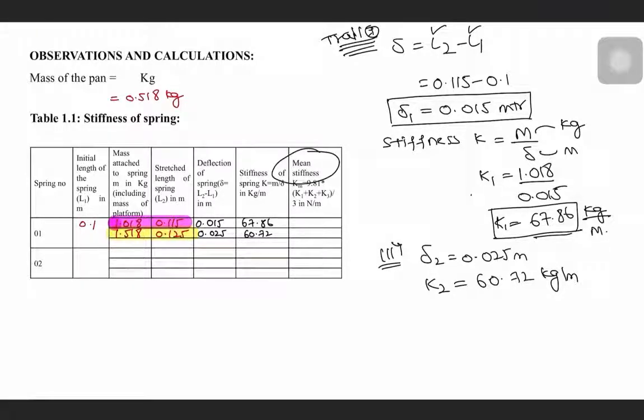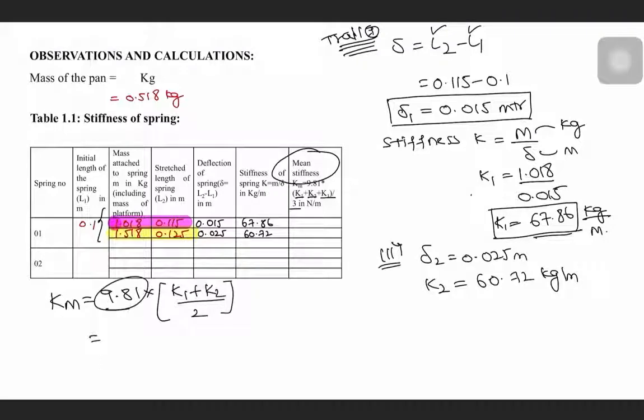The mean stiffness is given by Km is equal to 9.81 into K1, K2, K3 divided by 3. Why? Because they have opted for 3 different readings. Now we have taken only 2 readings. So you can just take an average of those 2, that is K1 plus K2 divided by 2.